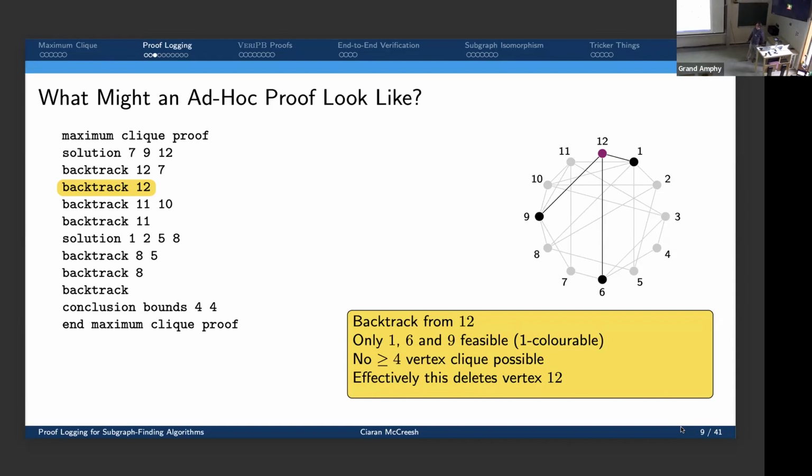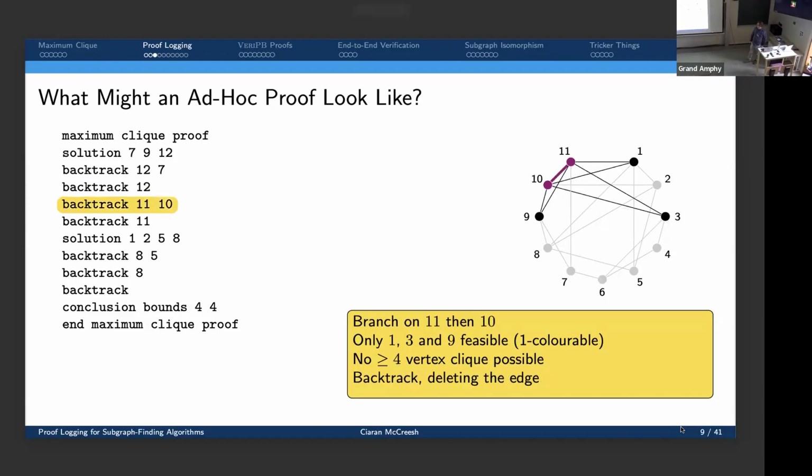And we're going to backtrack from having accepted vertex 12, and we write this in the proof log. At this point, we've decided vertex 12 is not present in any clique that has 4 or more vertices. So I'm deleting the vertex entirely from the graph, which is how I'm showing this. Okay. Now we're going to do some more branching.